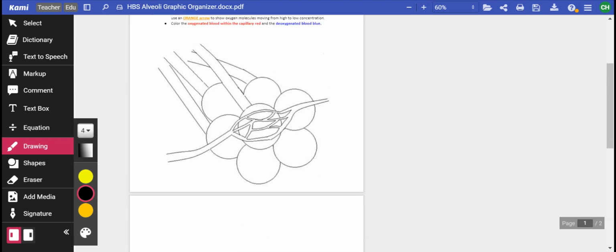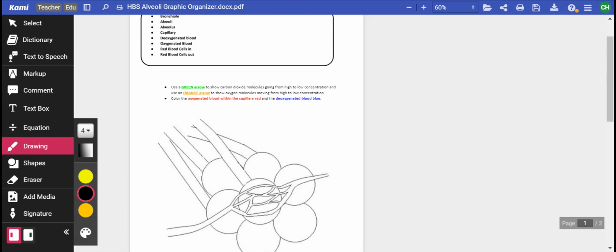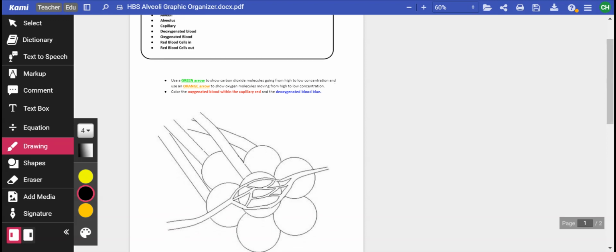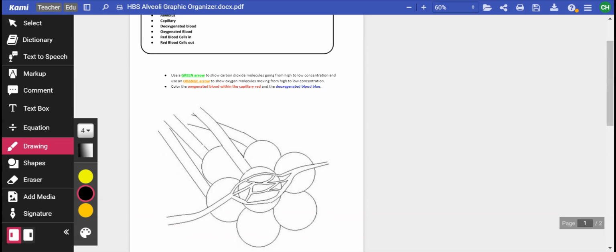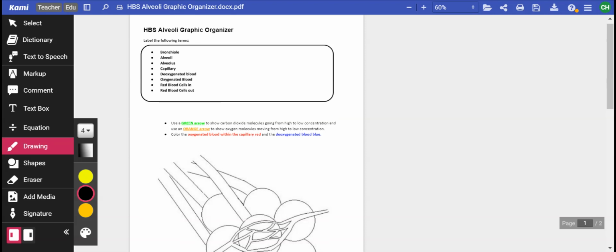So copy this into your lab journal if you haven't already. Trust me, your work does not need to be perfect, and these will probably look just like grapes when you draw them out, but that is totally okay. Okay, so the first thing we're going to do is label all of these structures up here.